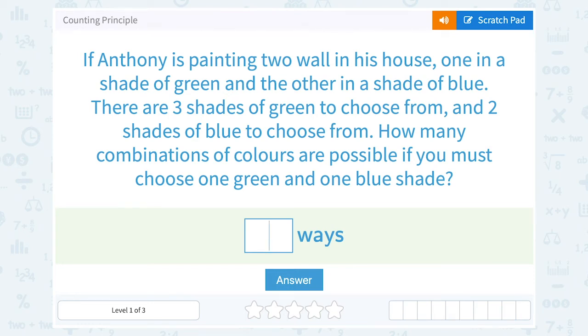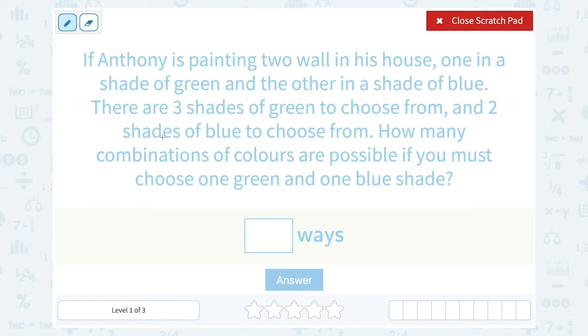Let's take a look at the counting principle. If Anthony is painting 2 walls in his house, one in a shade of green and the other in a shade of blue, there are 3 shades of green to choose from and 2 shades of blue to choose from. How many combinations of colors are possible if you must choose 1 green and 1 blue shade?